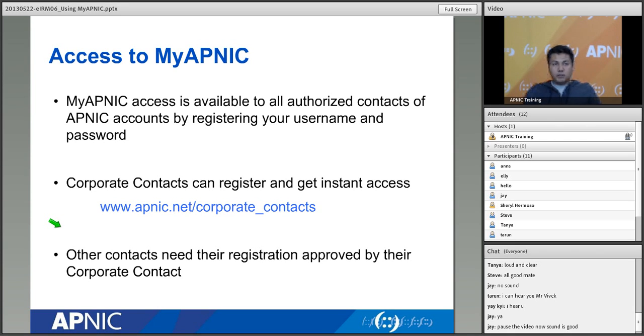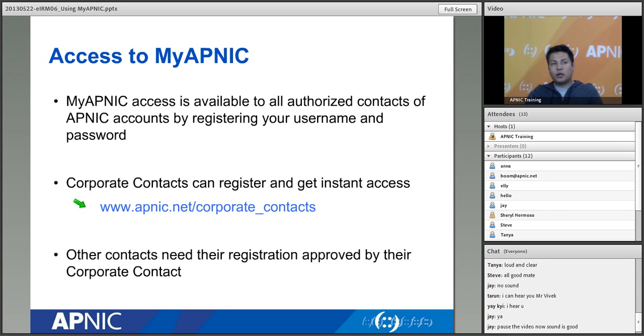The first person who can register for MyAPNIC from your account needs to be the corporate contact. This corporate contact is nominated during your membership application process, and if it happens to be, say, someone like a director of your company who really won't be using MyAPNIC or dealing with APNIC, then it's better you nominate someone else as a corporate contact, someone who will be interacting more frequently with APNIC. That can be done by completing the corporate contact form.